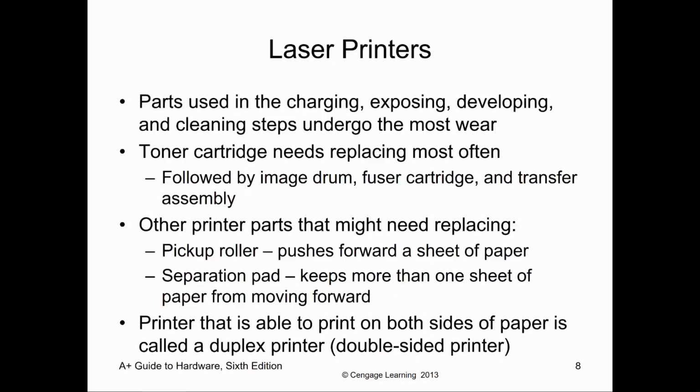Parts that are used in the exposing, developing, and cleaning must undergo the most wear. So normally they're all housed together, but a big part of that is going to be in the toner cartridge, and that's going to be what's being replaced the most often because that has the drum, it has the roller, it has everything. Other printer parts may be the pickup roller and separation pads, and those are the things that help feed the paper into the actual printer. A printer that is enabled to print on both sides of the paper is called a duplex printer because it does both sides.